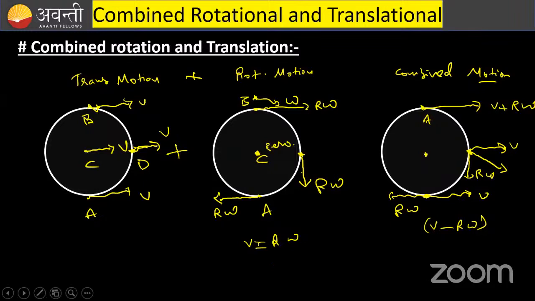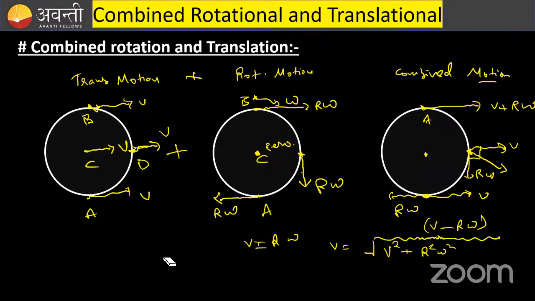The resultant V will be under root V square plus R square omega square. Can you see the angle between these two velocities is 90 degrees? So cos 90 will be 0. So I am not going to write that term further, because cos 90 is 0. So this is the velocity of point B.